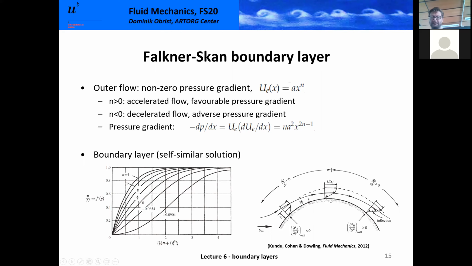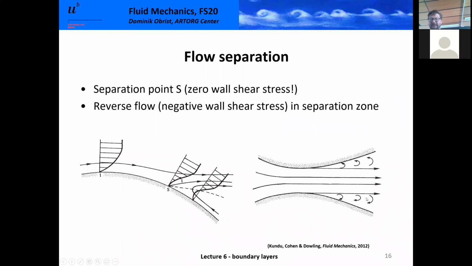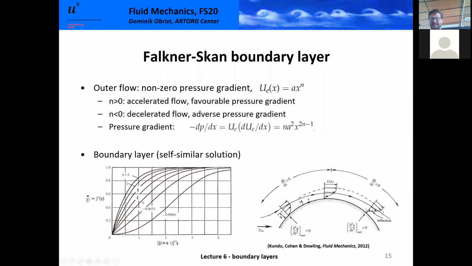And exactly on one point, namely on the top point, on the thickest point of this ball, or on the thickest point of an airfoil, we have one single point where we have zero pressure gradient. It's just switching between accelerated and decelerated flow. And that's exactly with zero pressure gradient, we have a Blasius boundary layer. So in this little diagram, you see the Blasius boundary layer, you see a boundary layer for an accelerated flow, and you see a boundary layer for a decelerated flow.